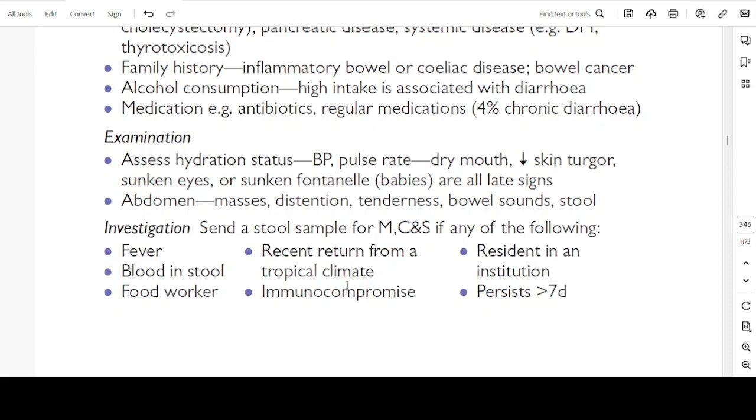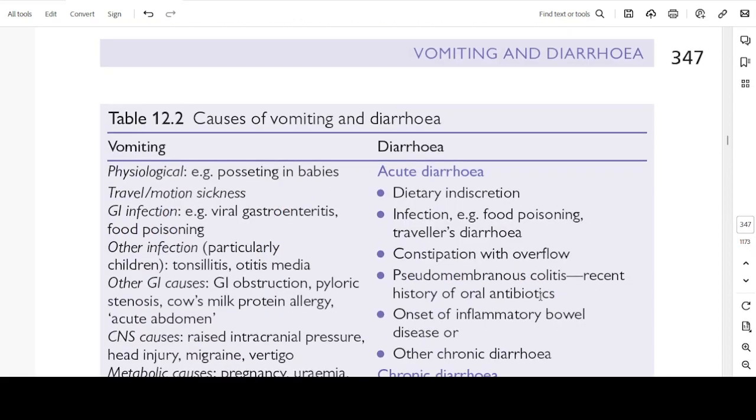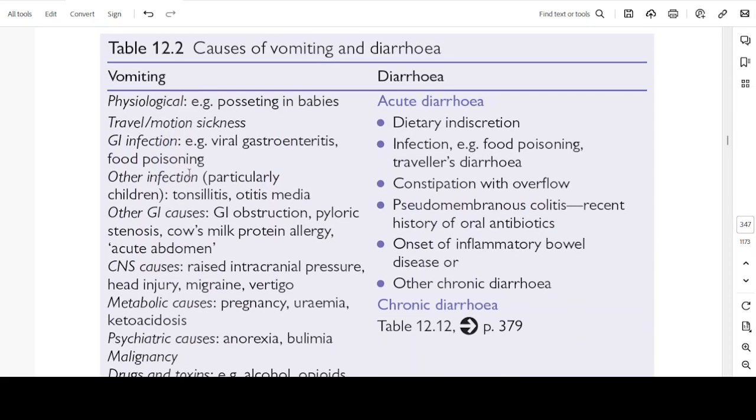Recent return from a tropical climate, we have to check for traveler's diarrhea. Immunocompromise, if present, may compromise the patient. Resident of an institution, again there is a chance that the infection might spread to others or has been spread to him by others. And if it persists more than 7 days. Causes of vomiting and diarrhea.